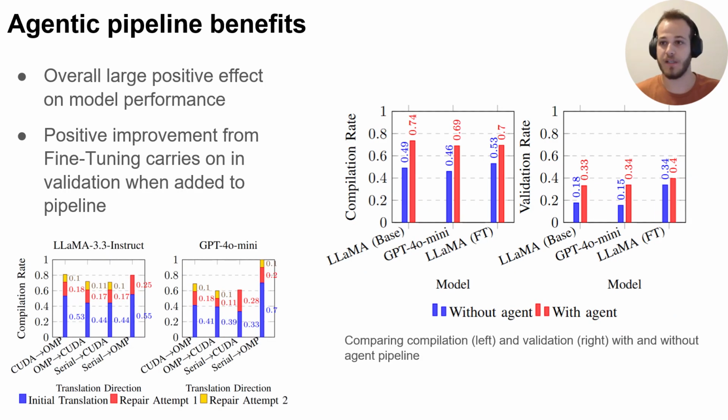And finally, we look at the results from the agent pipeline that we talked about earlier, and we can see huge improvements, both for the base models and for the fine-tuning model in compilation and validation rate. And the best part is that we see that the best result is over here in the validation rate for the fine-tuning model. So we have stacking benefits from fine-tuning and the agent model.